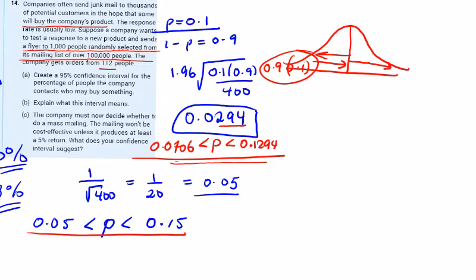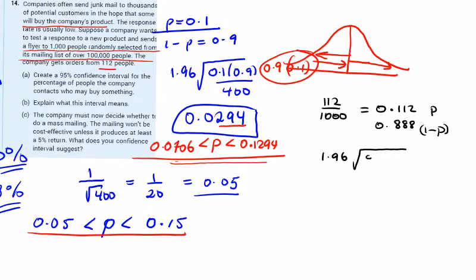So the company gets orders from 112 people. So let's have a look here. 112 out of 1,000, my proportion is equal to 0.112. So my 1 minus p is 0.888. And n is 1,000. So we can create my confidence interval: 1.96 by the square root of 0.112 by 0.888 divided by 1,000.